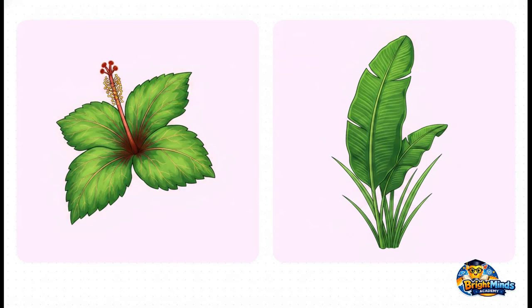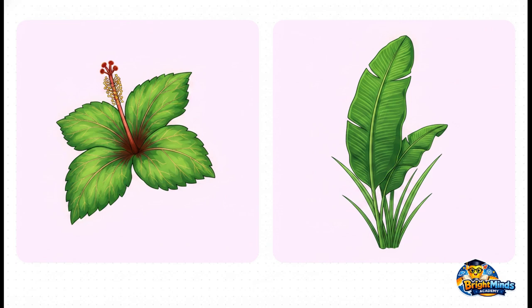Interestingly enough, you can also categorize plants just by zooming in on their leaves. We use a term called venation, which is really just a fancy biology word for the pattern of veins on a leaf. There are 2 main designs you need to memorize here. The first is reticulate venation. Picture a messy spiderweb or a complex net spreading across the leaf. You'll see this on stuff like a hibiscus plant.